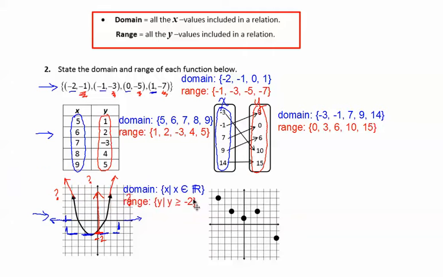Which is why your domain would be all real numbers, because there is no limit to the part of the x-axis that would be inside the box, but the range would have a limit at the bottom.